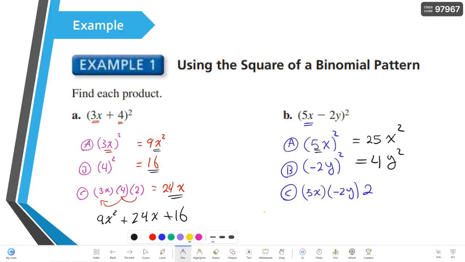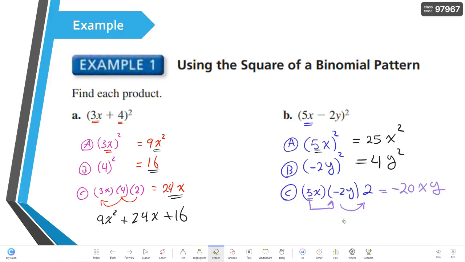All we have to do right now is multiply the numbers. 5 by negative 2, and then multiply this by 2. So 5 times negative 2 is going to be negative 10. You need to multiply negative 10 finally by 2, so this would be negative 20. What about the x and y? You need to write them behind the negative 20. So it's going to be negative 20xy, okay? Because we have two different variables here.